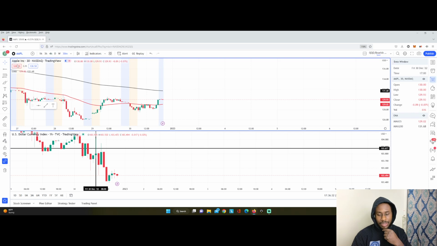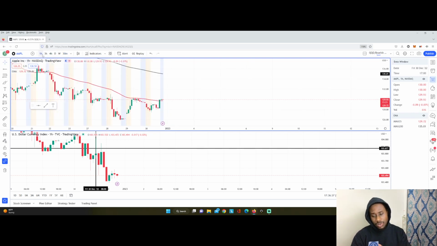And it's just interesting. But I mean, it's the last trading day of the year. So you can expect the market to move a little odd when it comes to the last day of the year. But that's basically it.